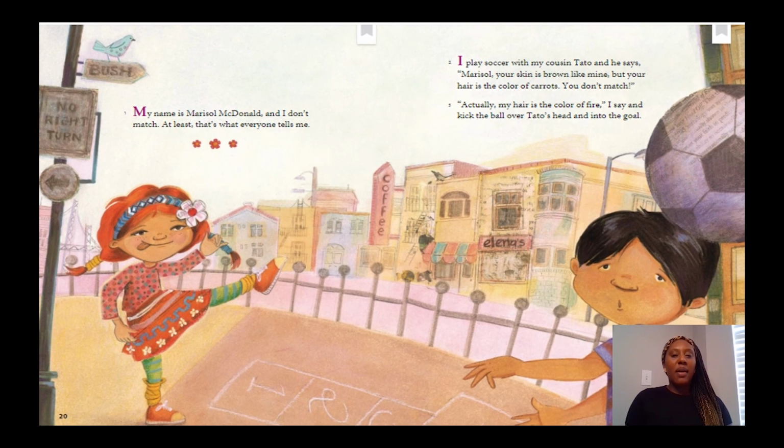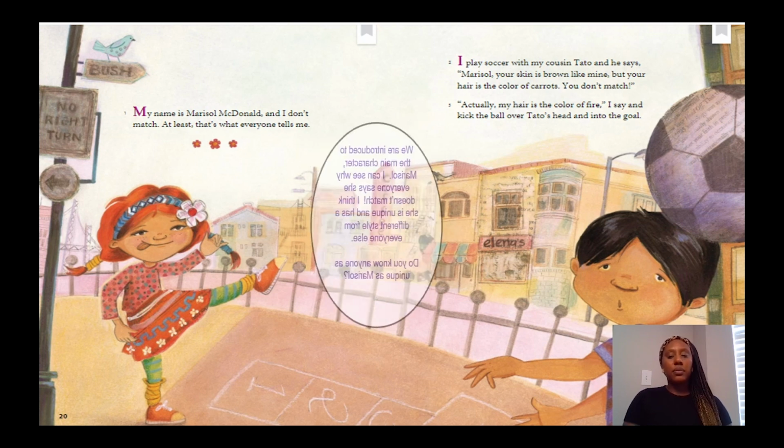My name is Marisol McDonald and I don't match. At least that's what everyone tells me. I play soccer with my cousin Tato and he says, Marisol, your skin is brown like mine, but your hair is the color of carrots. You don't match. Actually, my hair is the color of fire, I say, and kick the ball over Tato's head and into the goal.